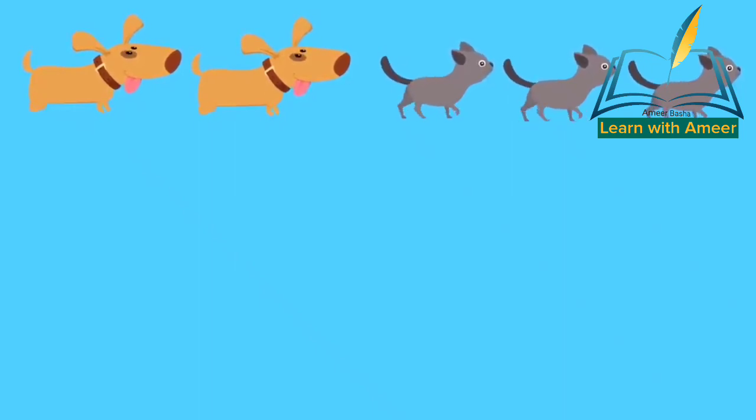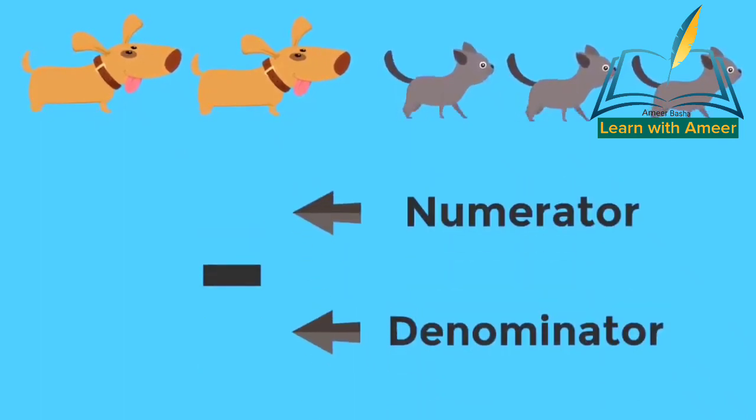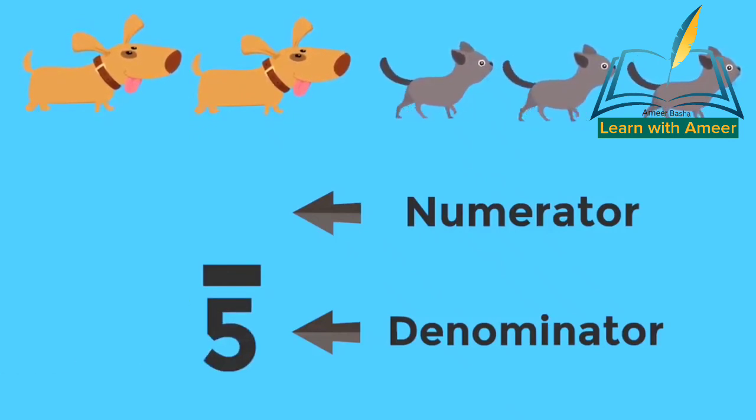See children, again going back to our numerator by denominator. So in denominator what will we write children? Total number of pets. So how many pets are there? Count children. 5 pets, 2 dogs and 3 cats.